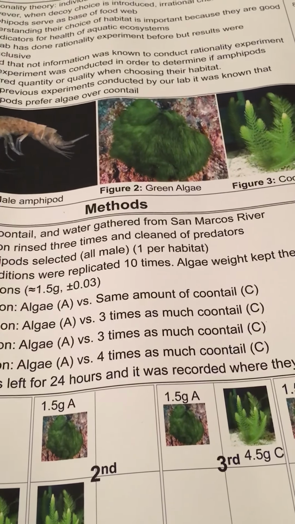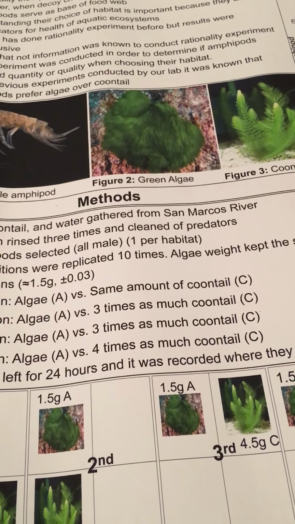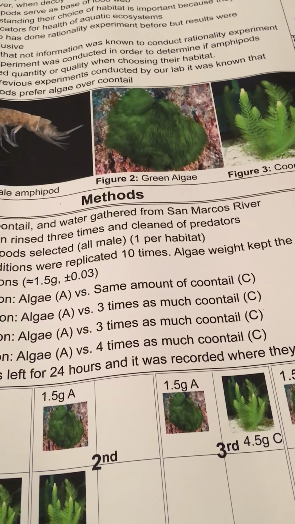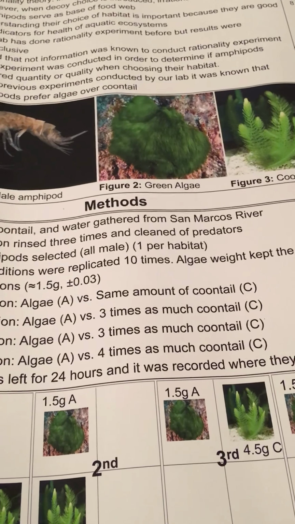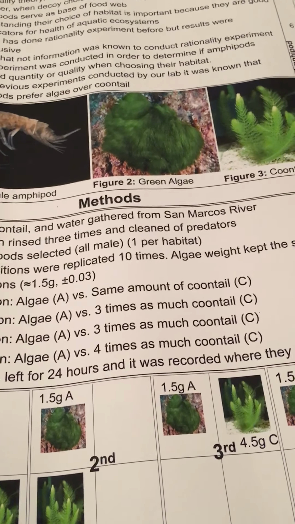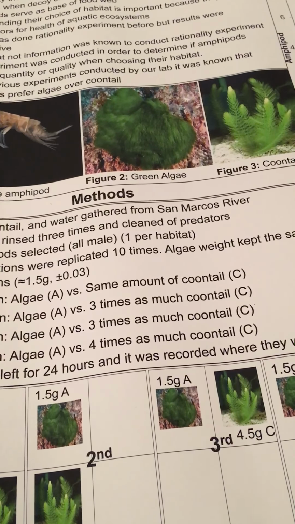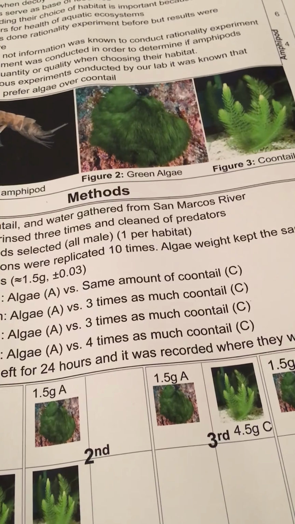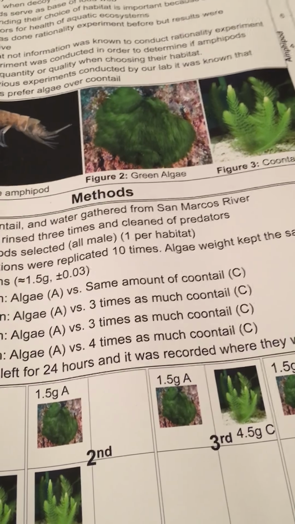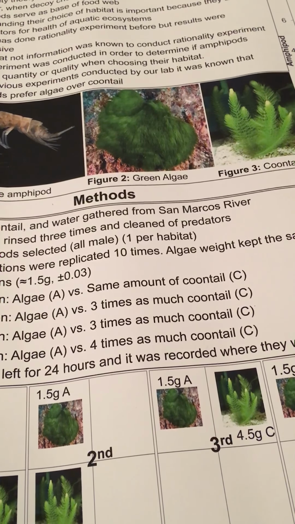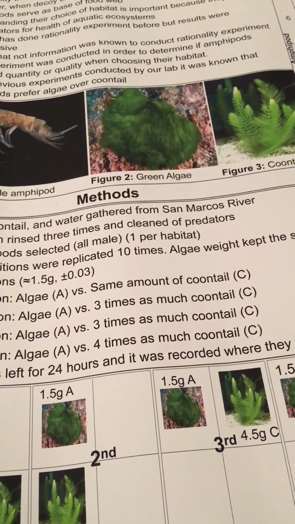I'd like to talk to you about a rational choice theory experiment on amphipod habitat selection. Rational choice theory is an economic principle that states that when presented with several options, an individual will choose the most rational one, that is, the option that gives them the most benefit.